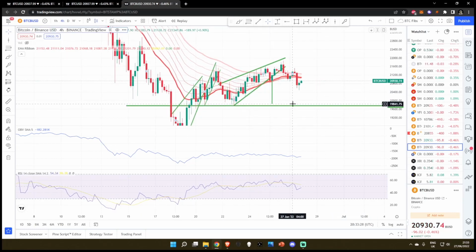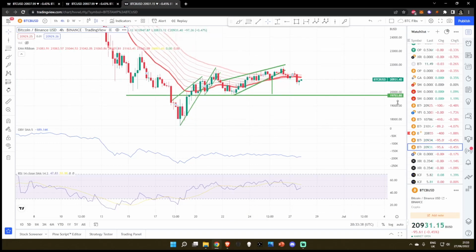But between the ranges of 19,800 and the lows of this rising wedge are around, once again, 19,800 to 19,700. I definitely think that is the next price target for Bitcoin.